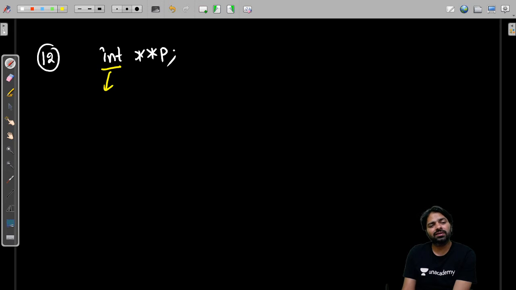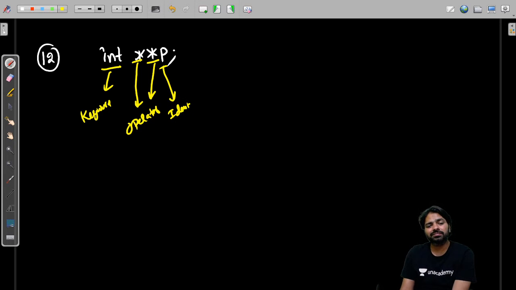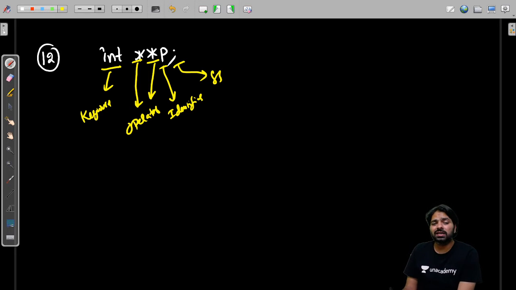Int is a keyword. It is one of the types. Star is an operator. Even this star is a different operator, and P is an identifier, and the semicolon is a special symbol. Did you get the tokens which were discussed? Out of five types of tokens, did you get 4 types of tokens here?